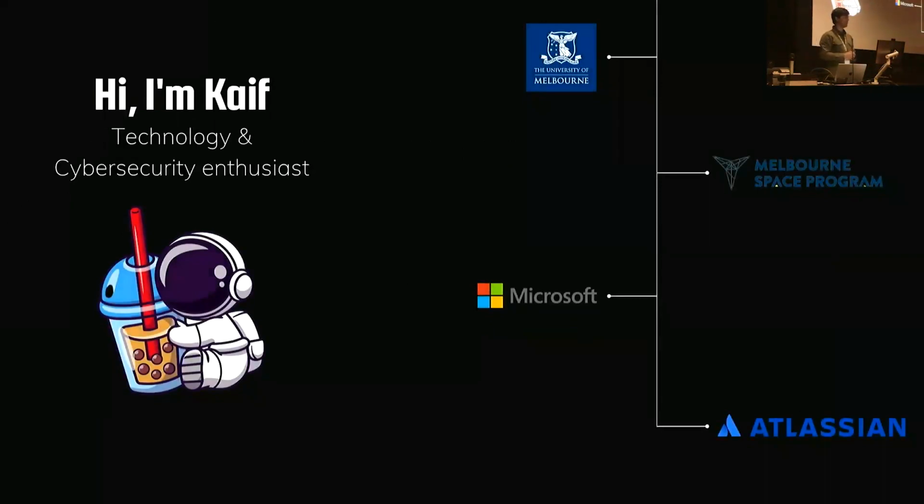Hi, my name is Kaif. I come from the beautiful city of Melbourne. I'm a technology and security enthusiast who comes from a software engineering background. My education and early career has been mostly software engineering. Then I switched over to cybersecurity because that's what I loved throughout. I've been working as a product security engineer at Atlassian for the last 2 years.